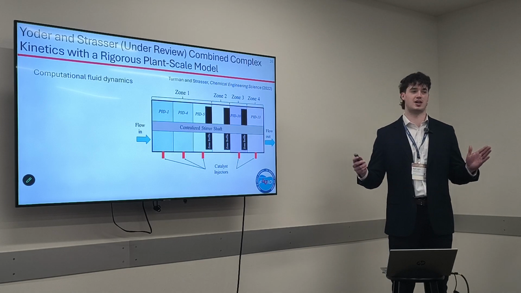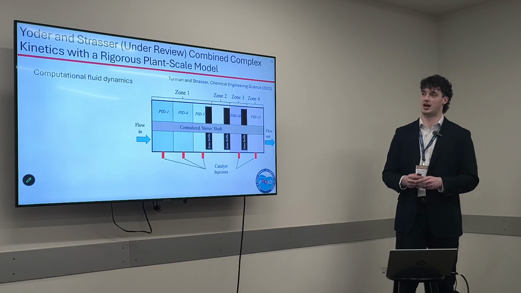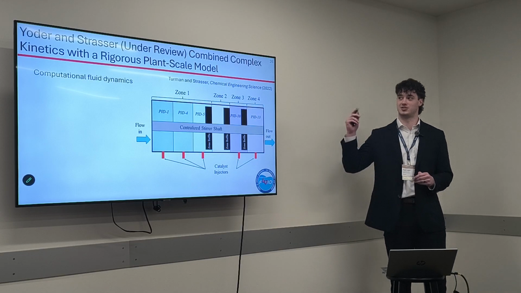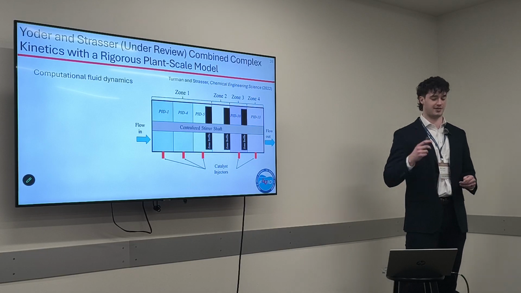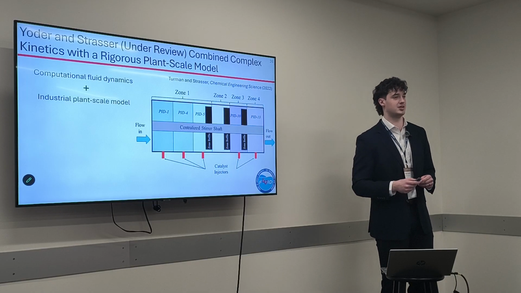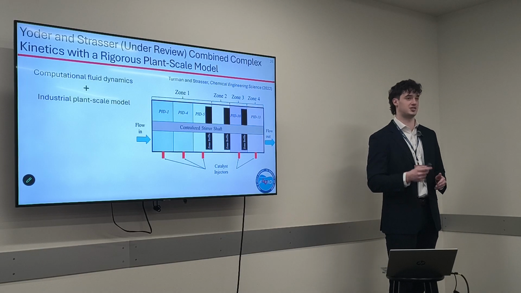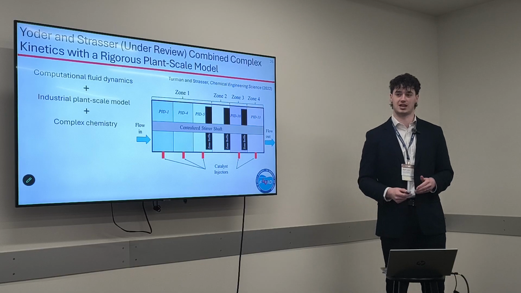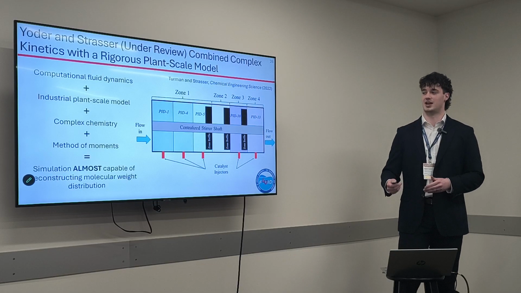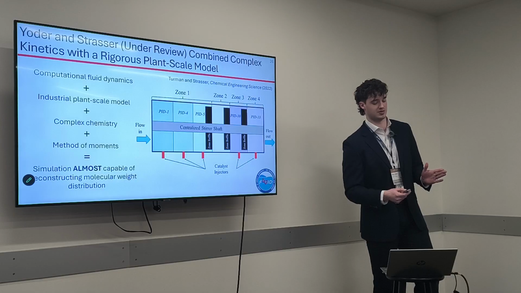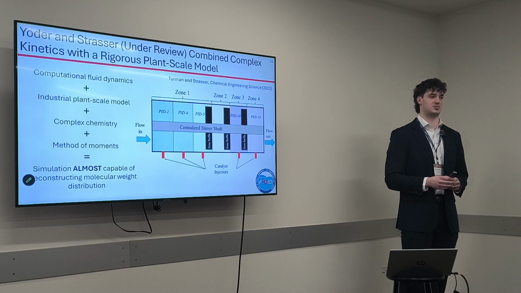So where we're left off in the current state, through the efforts of Yoder and Strasser and Terman and Strasser, we now have a system with computational fluid dynamics, with an industrial plant scale model, with complex chemistry, with a method of moments, and we have a simulation that is almost capable of reconstructing a molecular weight distribution. That's the end goal.